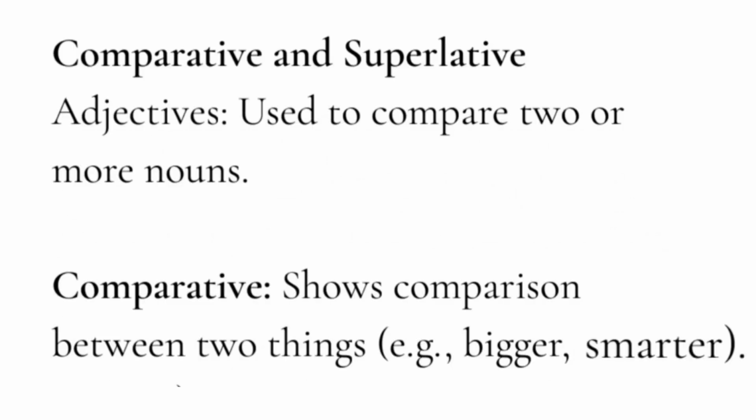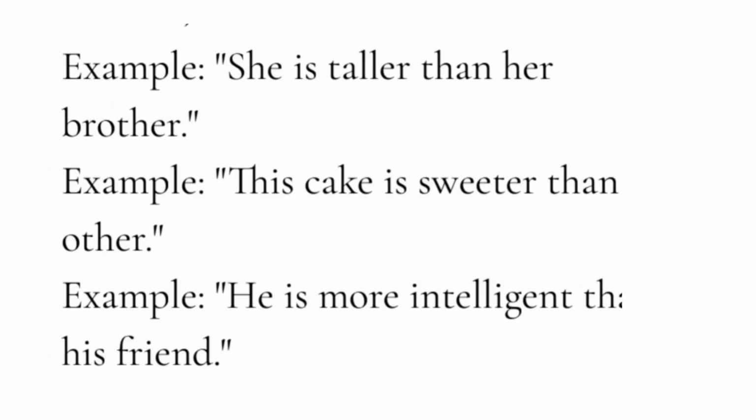Comparative and superlative adjectives are used to compare 2 or more nouns. Comparative shows comparison between 2 things, e.g., bigger, smarter. Example: she is taller than her brother. Example: this cake is sweeter than the other. Example: he is more intelligent than his friend.